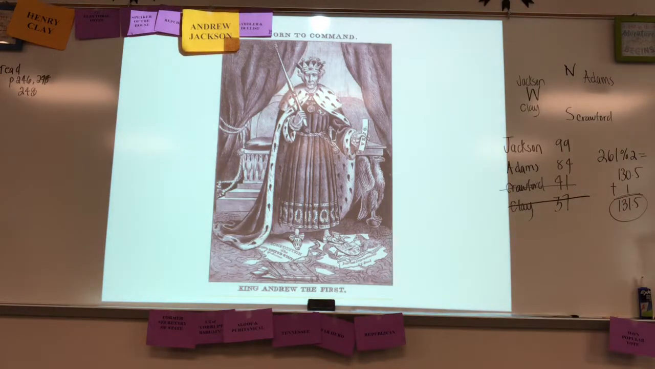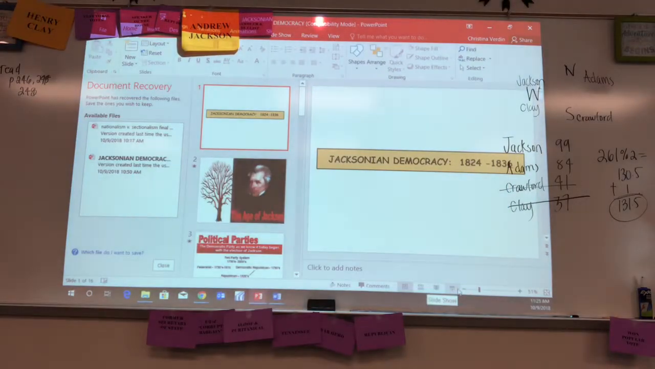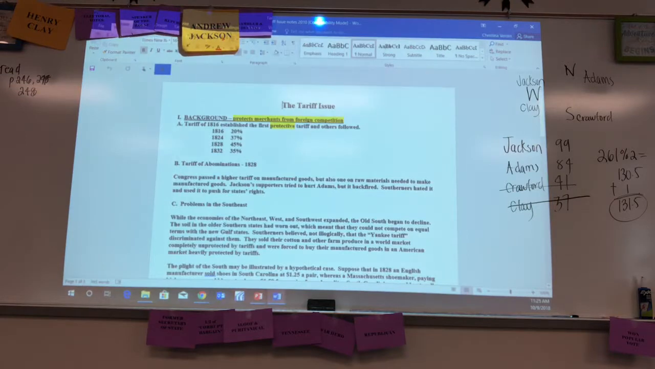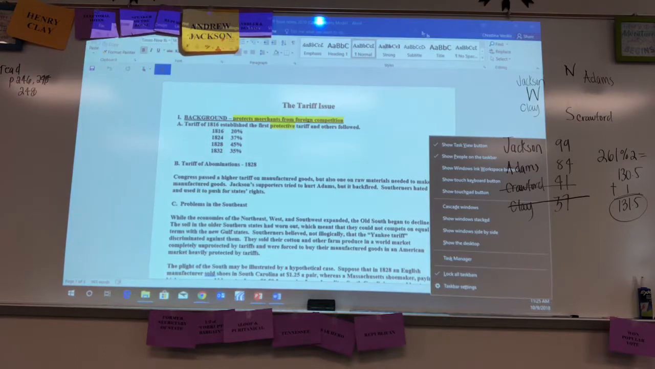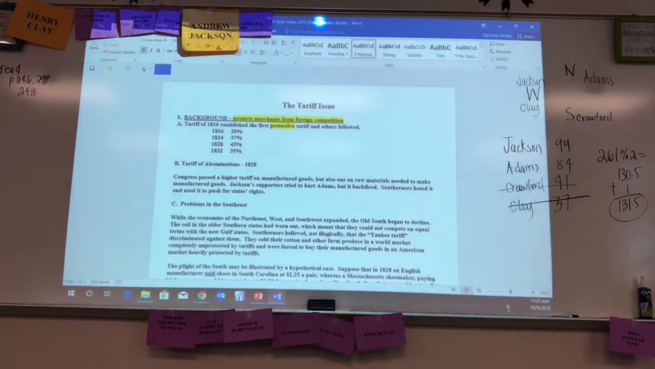Okay. So I have taken you through 12, right? My goal is to take you through 13 and get you through some of these so that y'all don't have a lot of homework. Okay? So you should have a note set that says the tariff issue. Does everybody have that? And everything's written here for you. Yes, ma'am, go ahead.